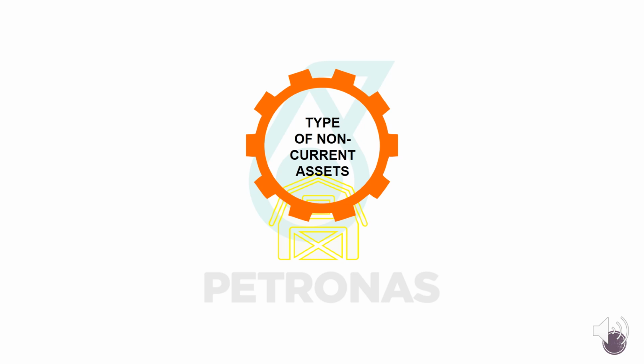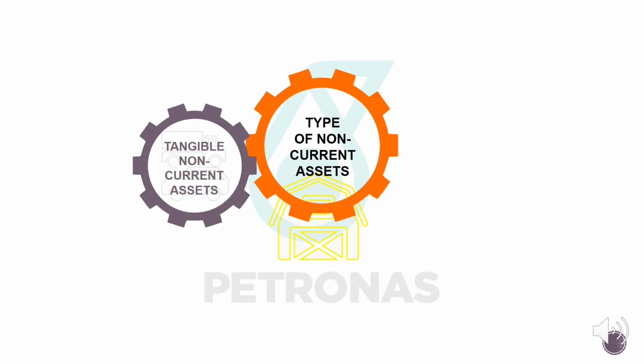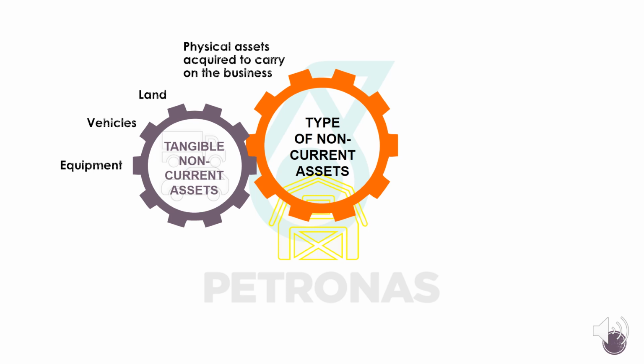There are two types of non-current asset. The first one is tangible non-current asset. Tangible non-current asset is the physical asset acquired to carry on the business. Examples of tangible non-current asset: land, vehicles, equipment, machinery, and building.